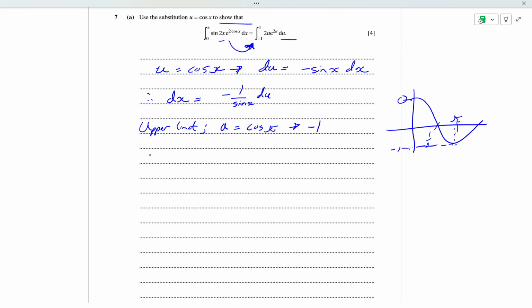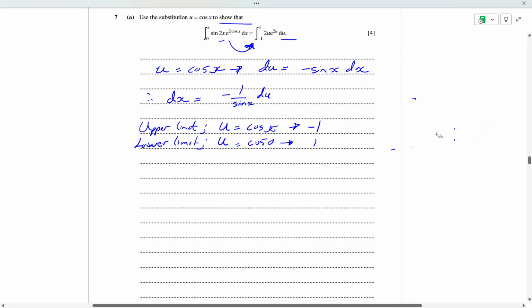And then for the lower limit, you have u is equal to cos 0. In this case, it's just 1. Using that cos graph, it's just right there. Okay.